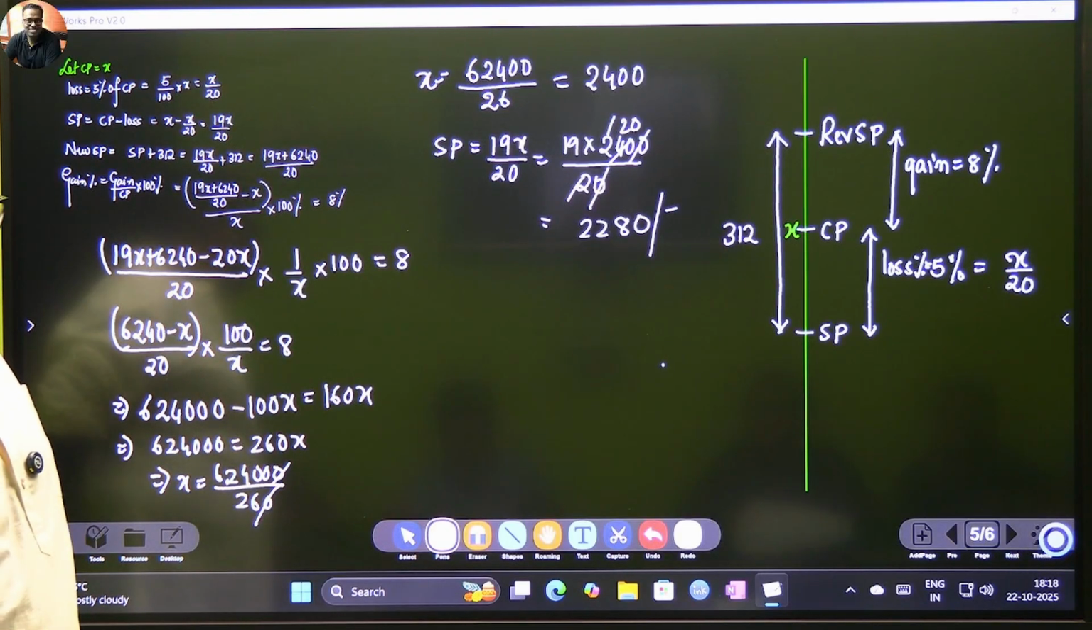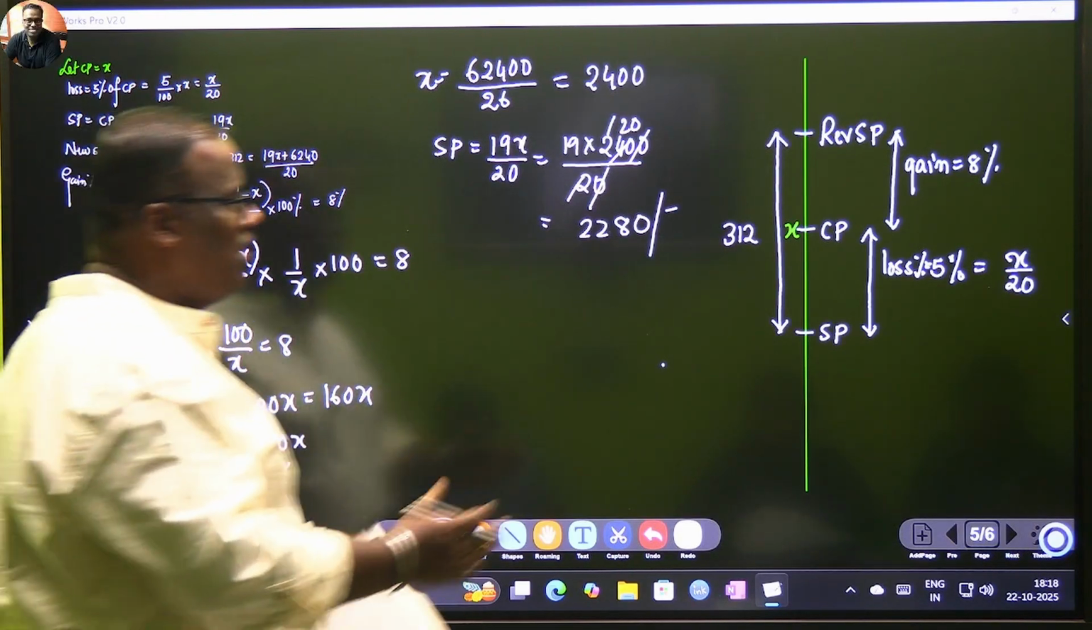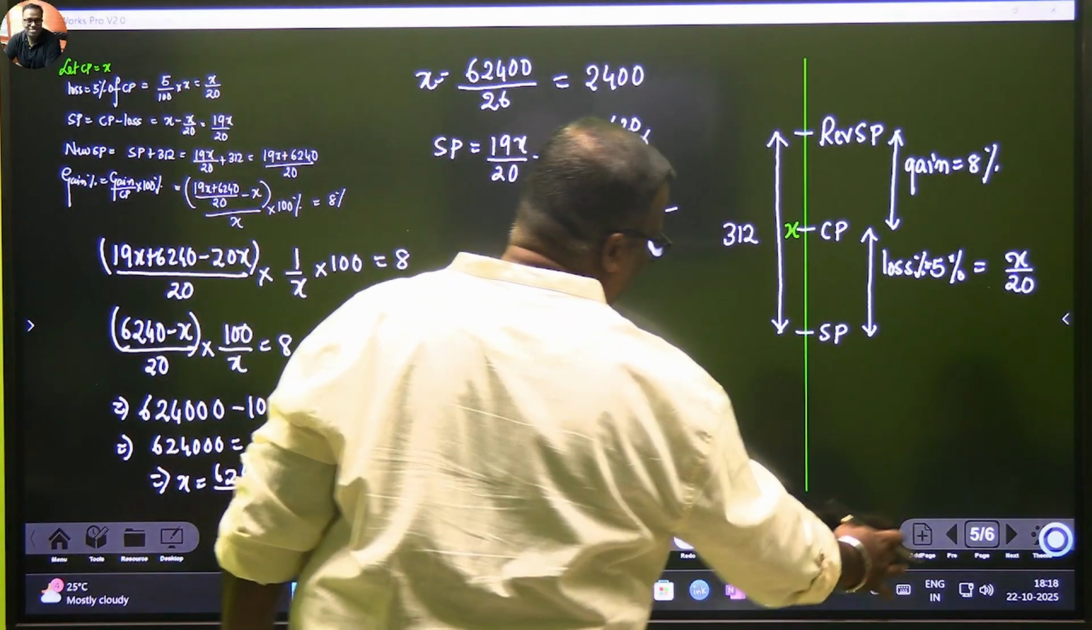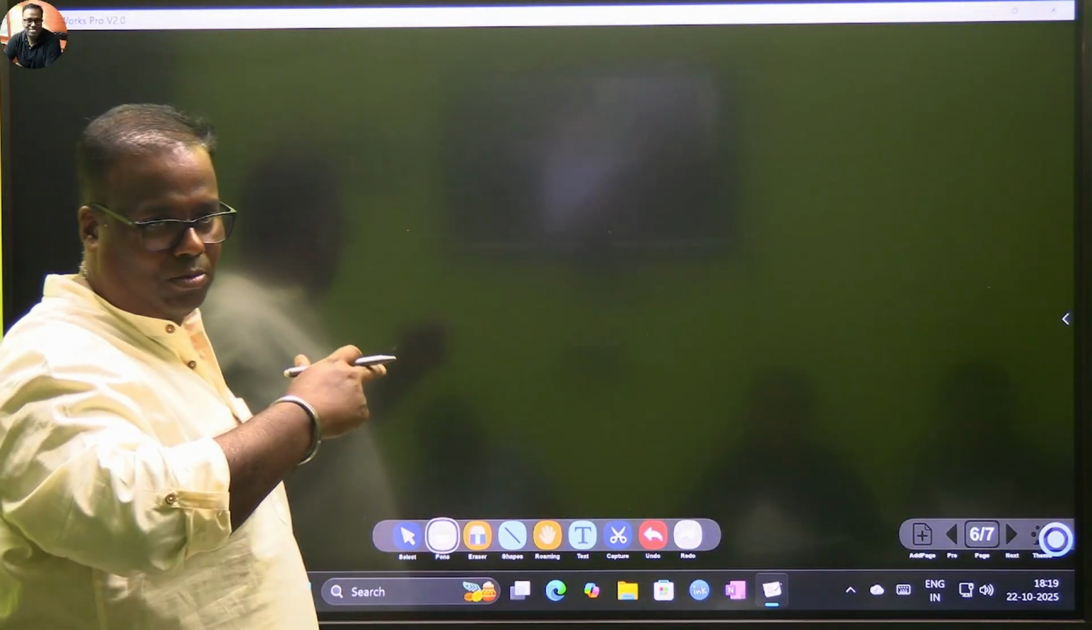Okay, let's do one more problem. These are very interesting problems. Don't go by this diagram.